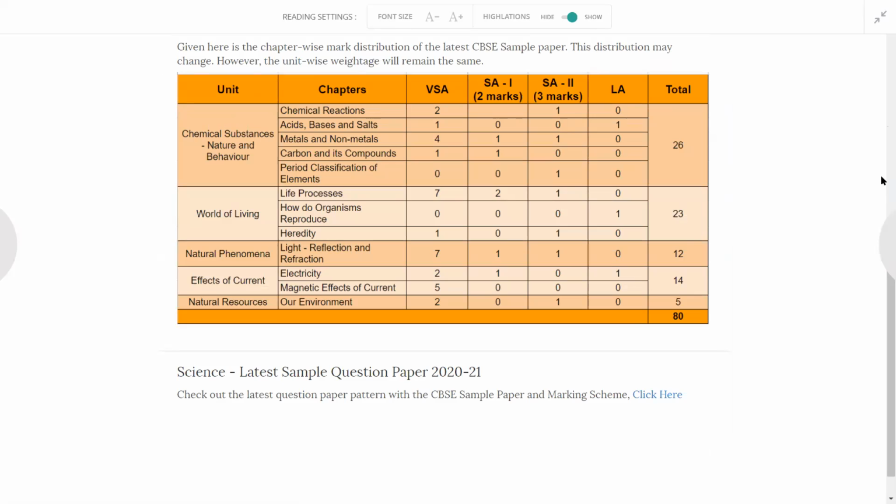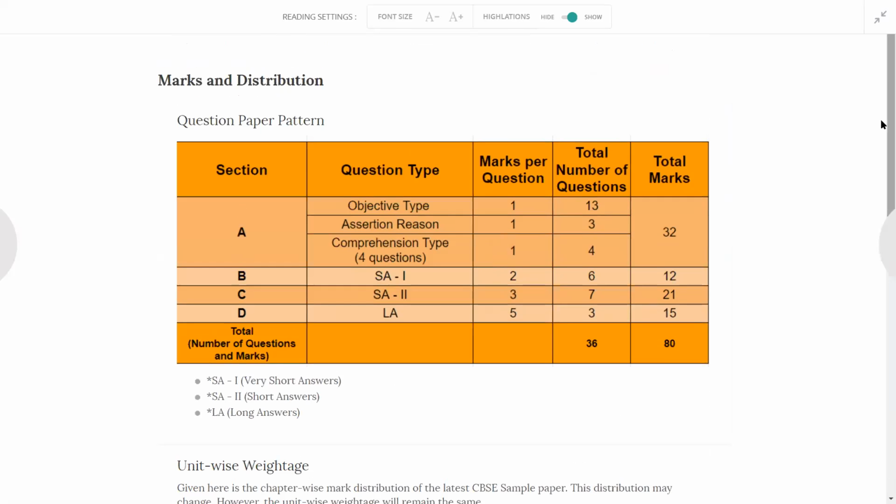First, let us analyze the sample paper. First is the question pattern: what all types of questions will be coming in this year's paper. We have given the pattern of the question paper, based on this year's sample paper. This paper will contain 4 sections: A, B, C, and D.